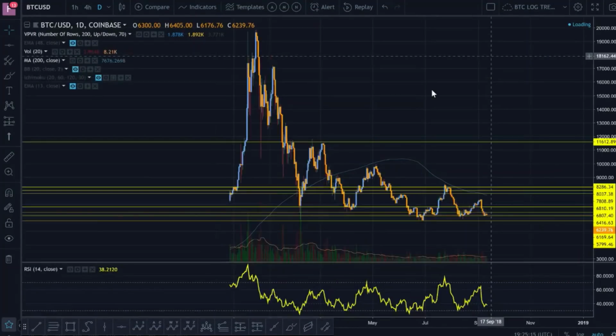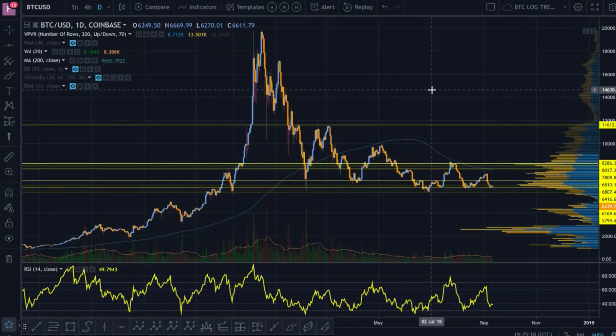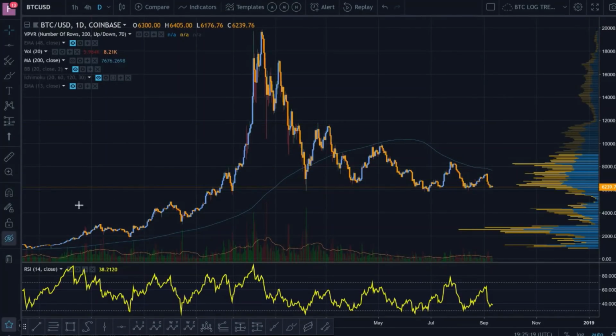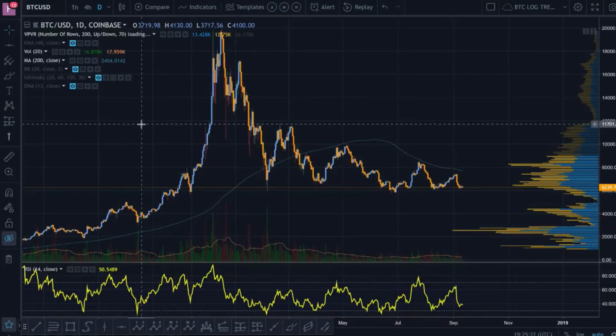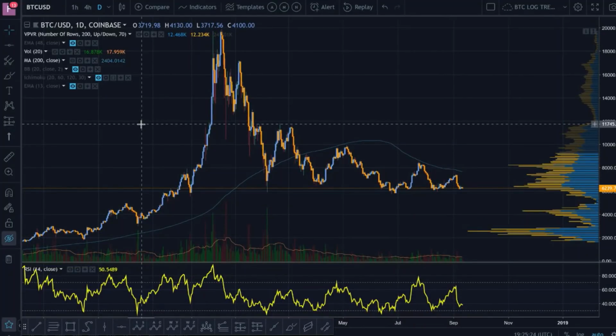Today we're going to be going through a tutorial on how to use the VPVR indicator. Now this is easily one of my favorite indicators in all of technical analysis. Since I began using it a couple months ago, it's given me a nearly 100% hit rate. It is a very particular indicator in that it can only be used at certain times, but when it can be used, it's nearly flawless, right? It's a very powerful indicator.